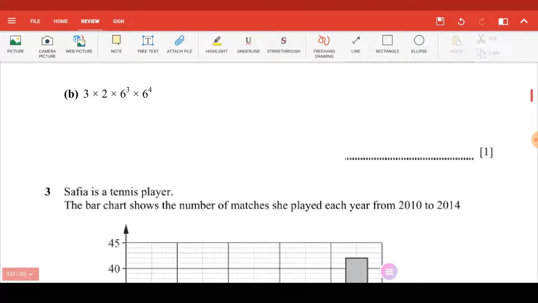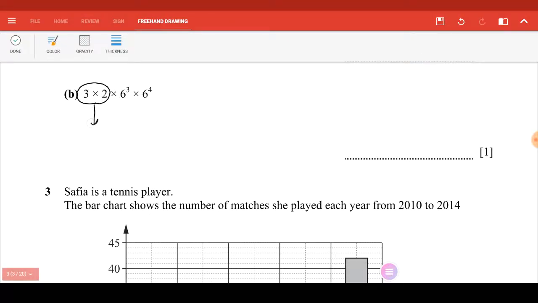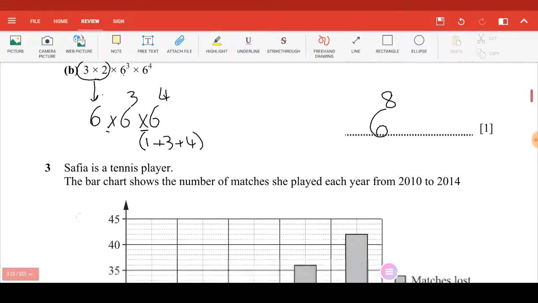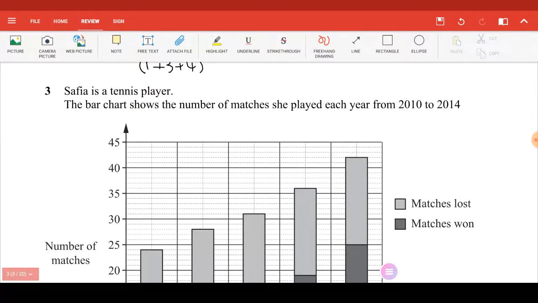Letter B. He needs the answer to be a power of 6. So we need to get 6 multiplied by 6 power 3 multiplied by 6 power 4. When we multiply same bases, we add the powers. We have 1 here, 3, 4, giving 6 power 8. Let's move to number 3.